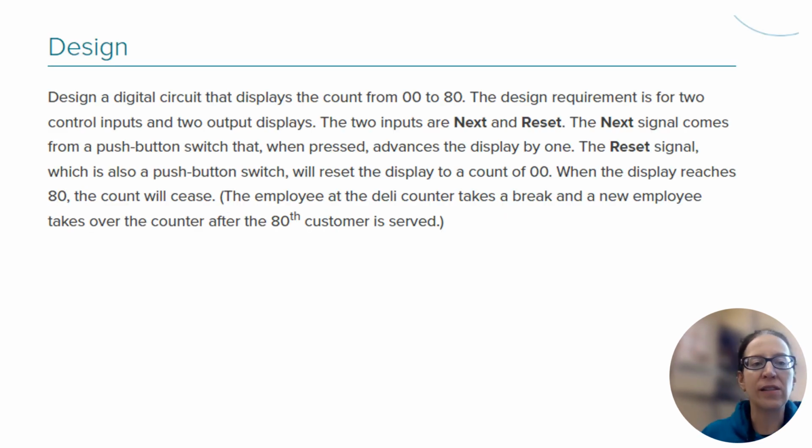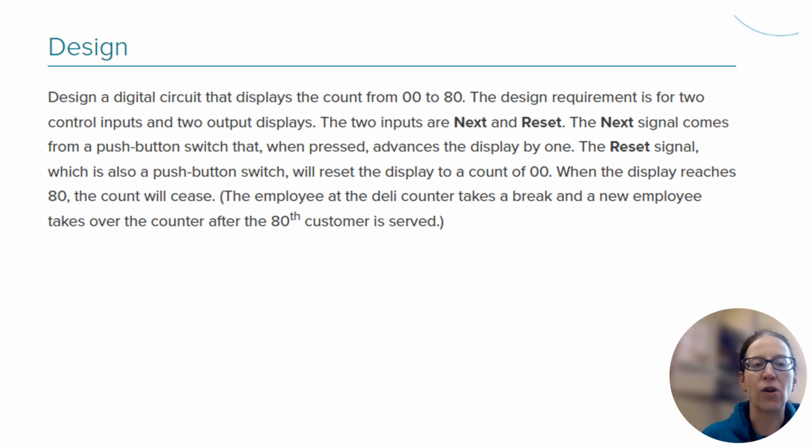So you are to design a digital circuit that displays the count from 00 to 80. So this particular deli will serve like 80 customers before their counter runs out. The design requirement is for 2 control inputs and 2 output displays. So 2 inputs are next and reset. The next signal comes from a push button switch that when pressed advances the display by 1. So one of your inputs is essentially going to clock the counter, okay? And when you push it, it's going to advance the counter up to the next level.